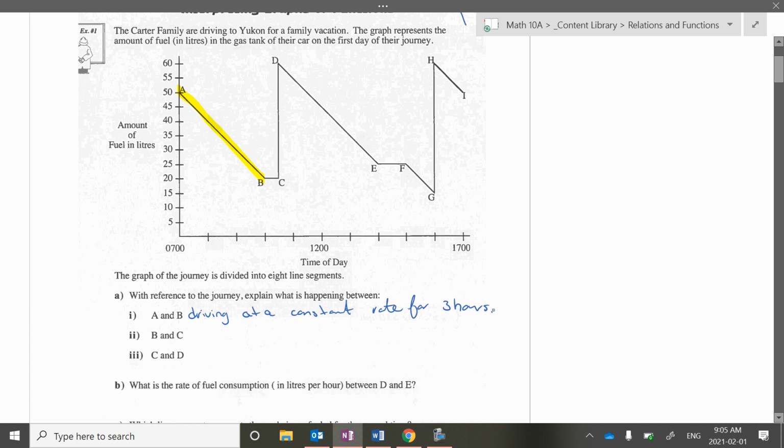So the key things that I would be looking for is this constant rate and the time. I would hope that we all can figure out that they're driving, right? We're talking about a road trip. If you tell me that their gas tank is depleting at a constant rate, yes, but what does it actually mean? Let's add a little bit more context to it. What's happening between points B and C? Go ahead, Jacob.